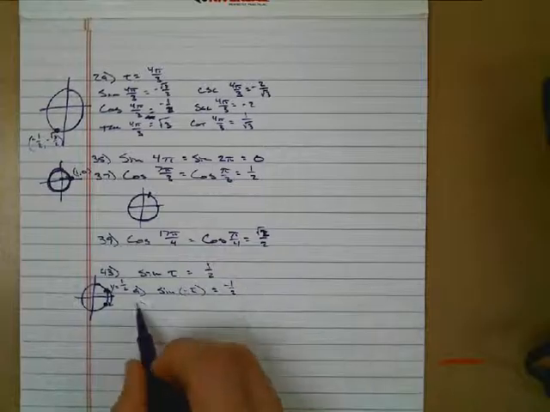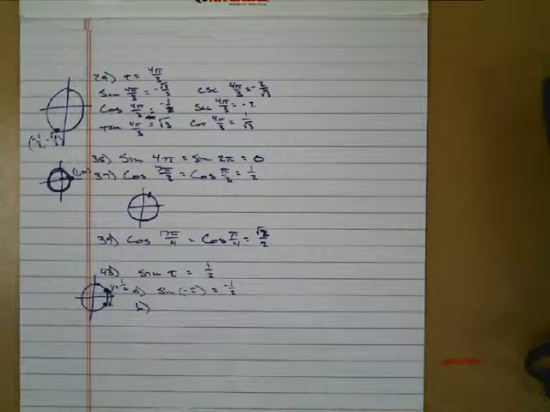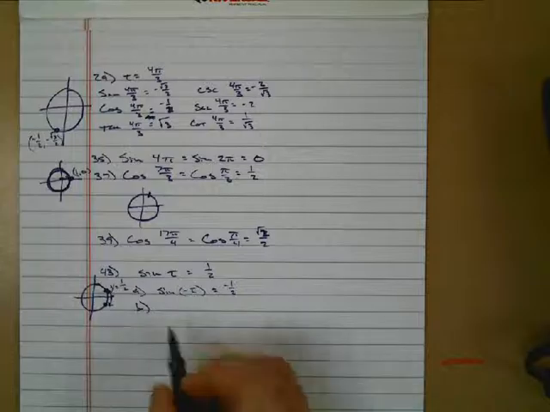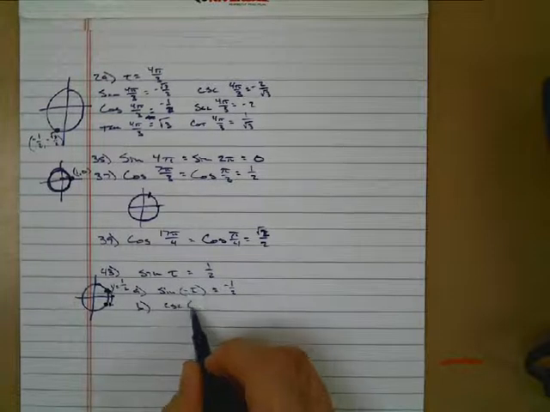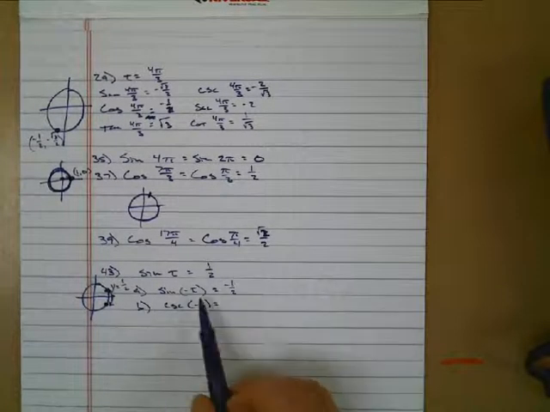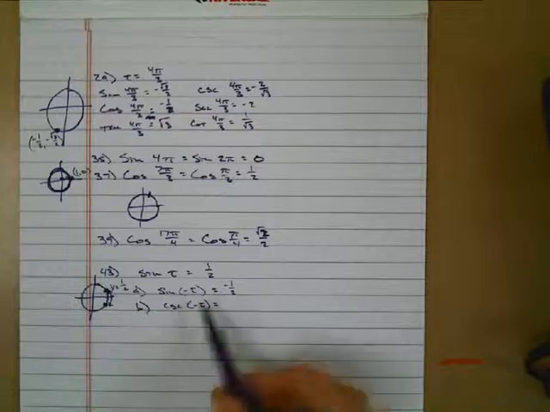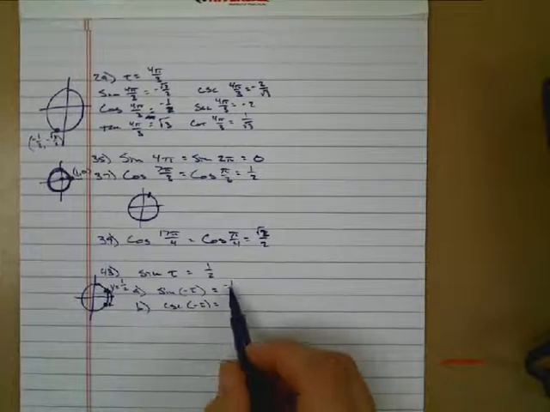What does B ask for? B asks for the cosecant of negative t. Well, we have already found the sine of negative t. The cosecant is the reciprocal of that. So if the sine of negative t is negative 1/2, the cosecant would be the reciprocal of that, which is negative 2.